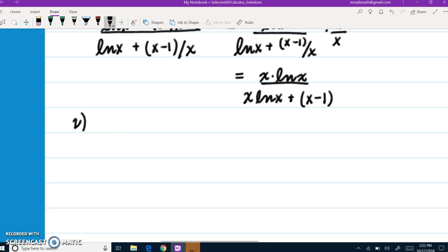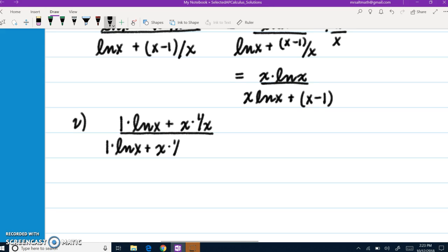So here, this is going to be 1 times the natural log of x up top as I use product rule, then plus x times 1 over x. Down below, same scenario, I've got x times the natural log of x. So that's going to become 1 times the natural log of x plus x times 1 over x. And then I've got a plus 1 here from this expression.